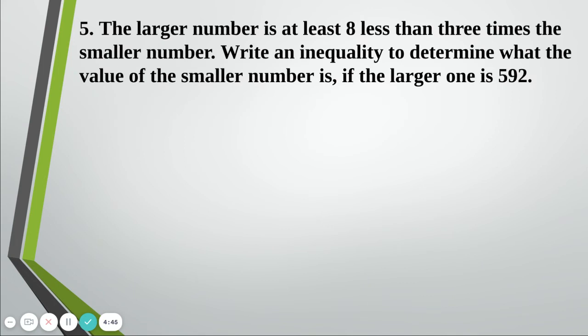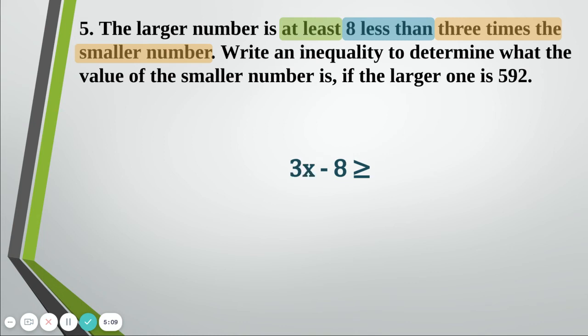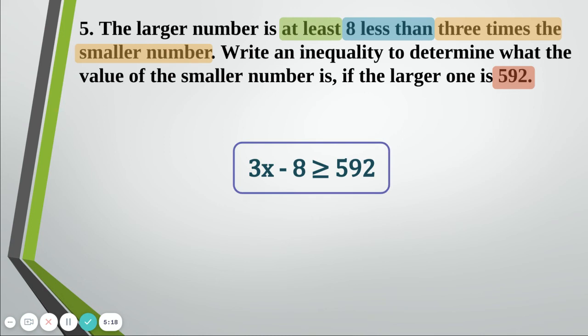Example 5. The larger number is at least 8 less than 3 times the smaller number. Write an inequality to determine what the value of the smaller number is if the larger one is 592. So at least tells me which symbol to use, which is greater than or equal to. 8 less than means minus 8. 3 times the smaller number, which we don't know what the smaller number is, 3X. And we know that the larger number is 592, which is what the right side would be.